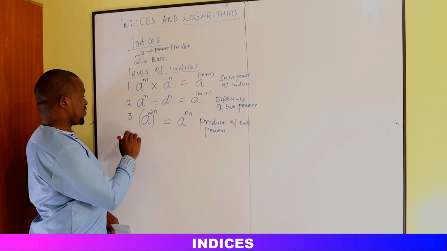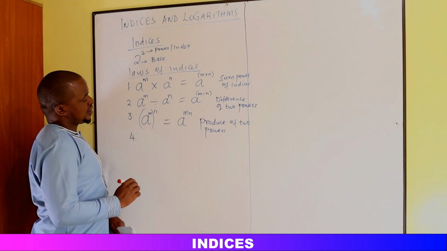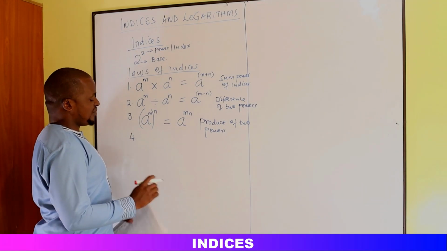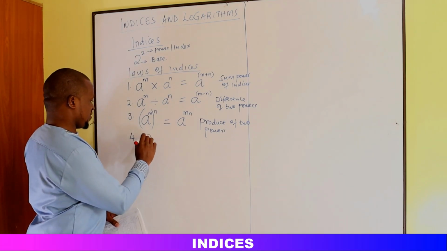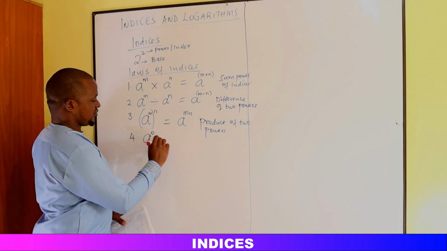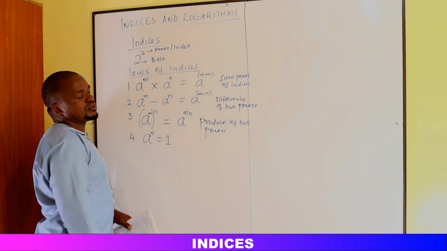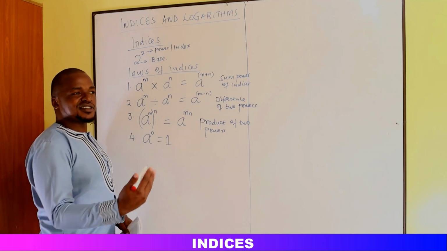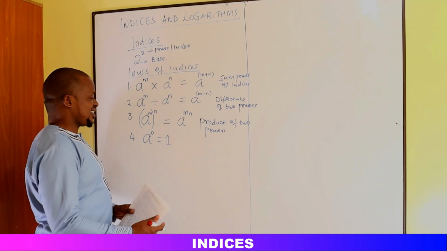Then another law of index, number 4, is when you have a number raised to power 0, you're always going to have 1. Any number raised to power 0 is usually 1.